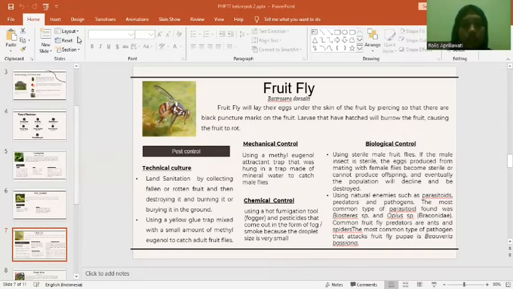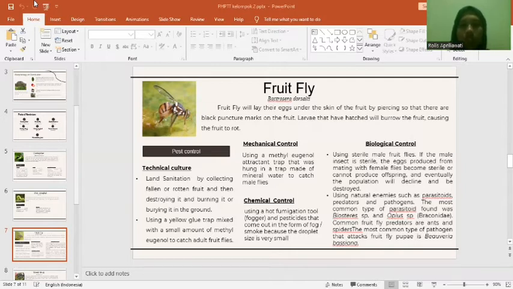Pest control. Technical culture. Land sanitation by collecting fallen or rotten fruit and then destroying it and burning it or burying it in the ground. Using a yellow glue trap mixed with a small amount of methyl eugenol to catch adult fruit flies.